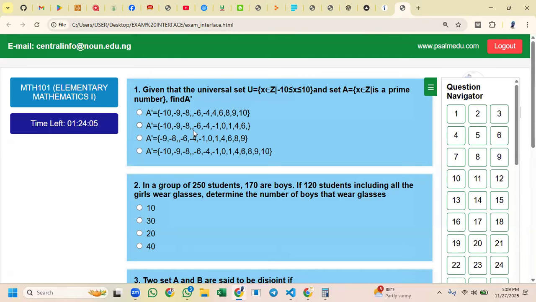Which one are we going for? You have to participate. Oh. I'm not the one writing this exam.